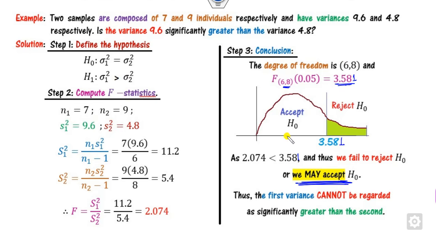So it means it lies here, so we may accept it. It means this is the accepted region, and this is my rejected region. Hence the variance of the first cannot be regarded as greater than the variance of the second.